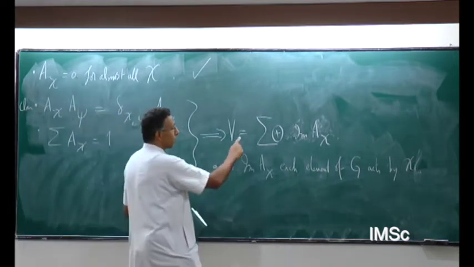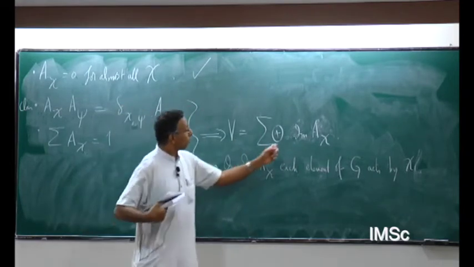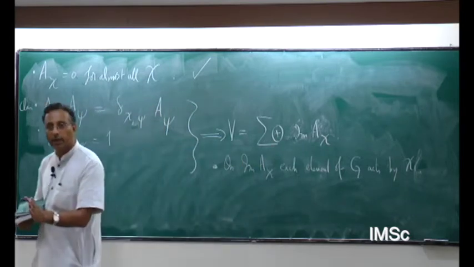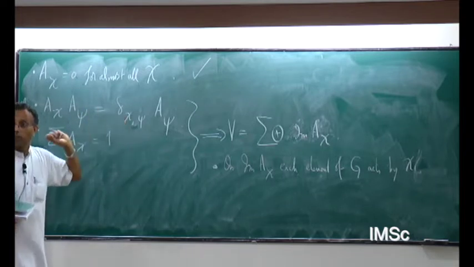So it proves that V is contained in this sum, right? Now, why is this a direct sum? Suppose something belongs to the image of A chi and it belongs to the image of A psi. Well, multiply by A chi on both sides. This side you will get back A chi v, but then on the other side you will get 0.